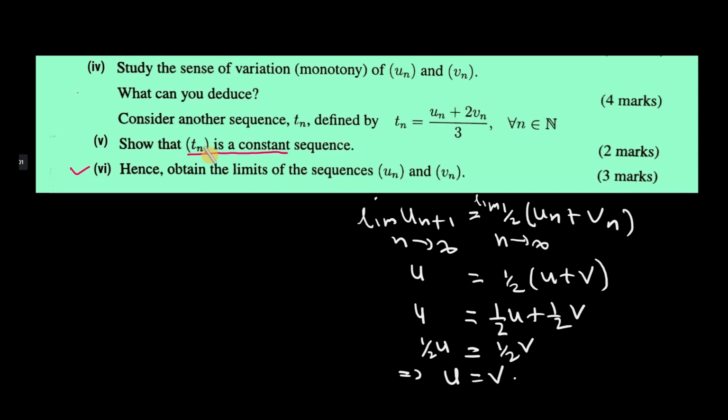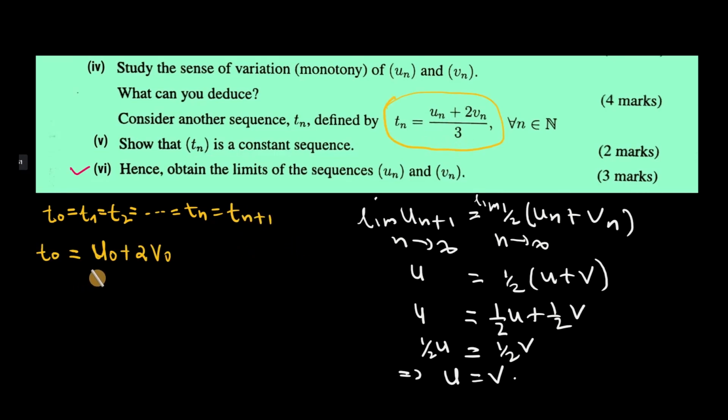We know Tn is a constant sequence. That means T0 is equal to T1 is equal to T2 is equal to T3 is equal to T4 up to Tn is equal to Tn plus 1 and so on. You know, from Tn, T0 is equal to U0 plus 2V0 over 3, which is 3 plus 2 times 4 over 3, since U0 was 3 and V0 was 4 from the equation. That's equal to 11 on 3.